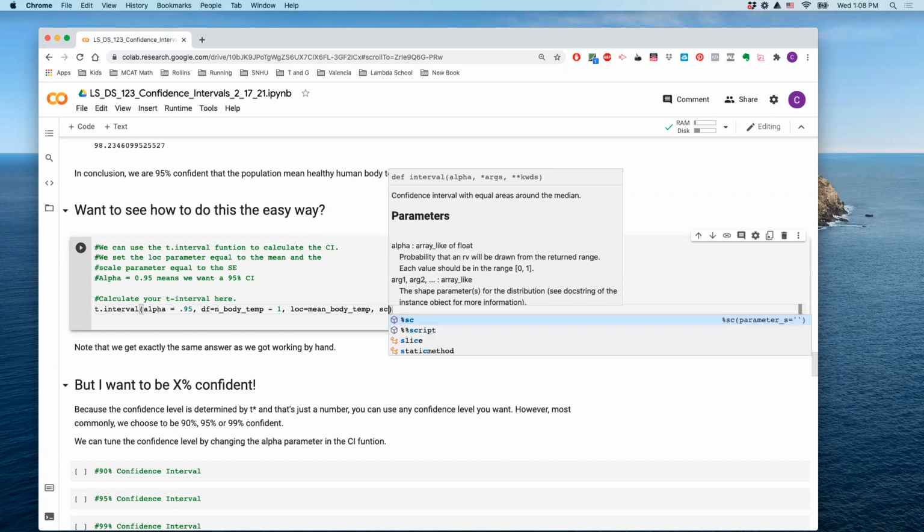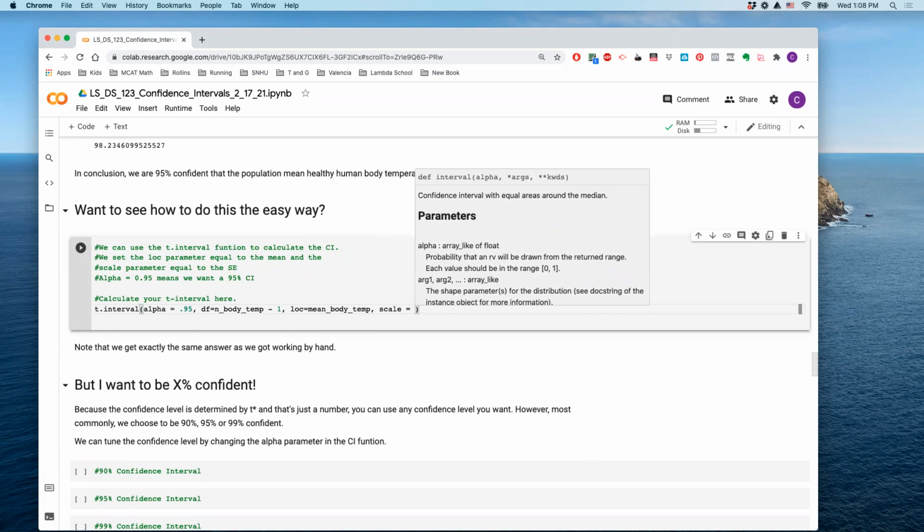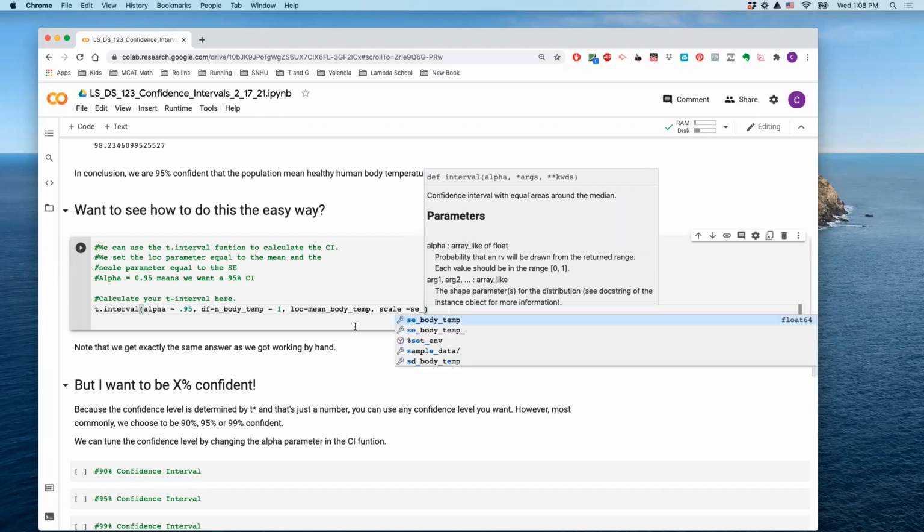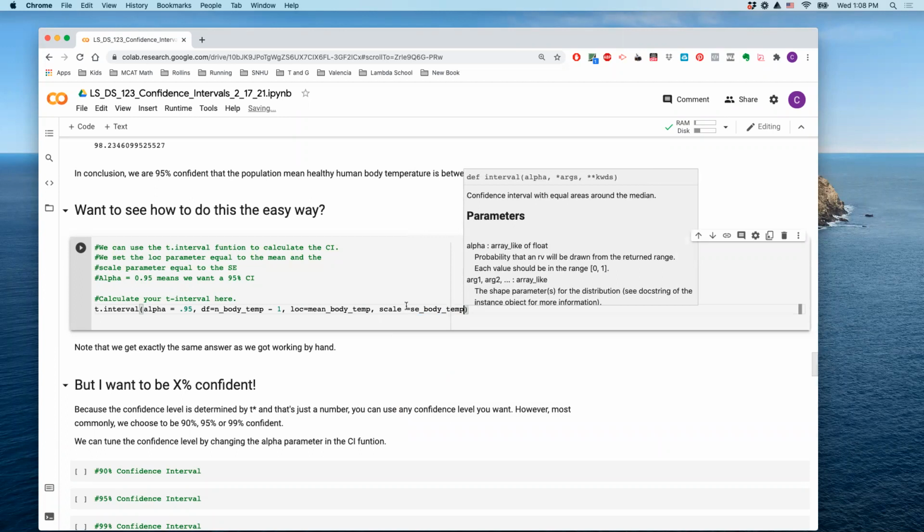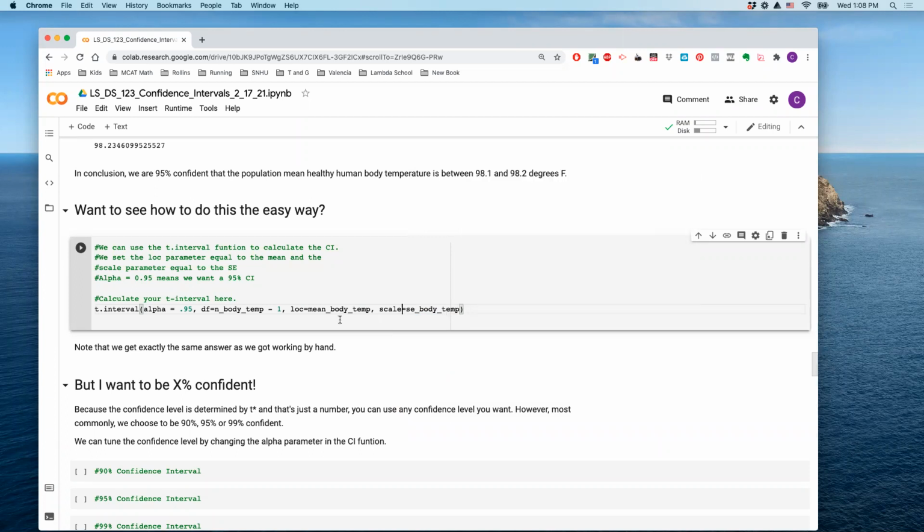And then it says, what do you want me to use as the standard error, the scale? How far do you want me to go away from the mean? And I say, Python, I want you to use the standard error as the scale parameter. So center is going to be the mean, scale is going to be the standard error. So basically, this is all the stuff minus T-star. This is all the stuff that we needed to calculate the confidence interval by hand earlier.